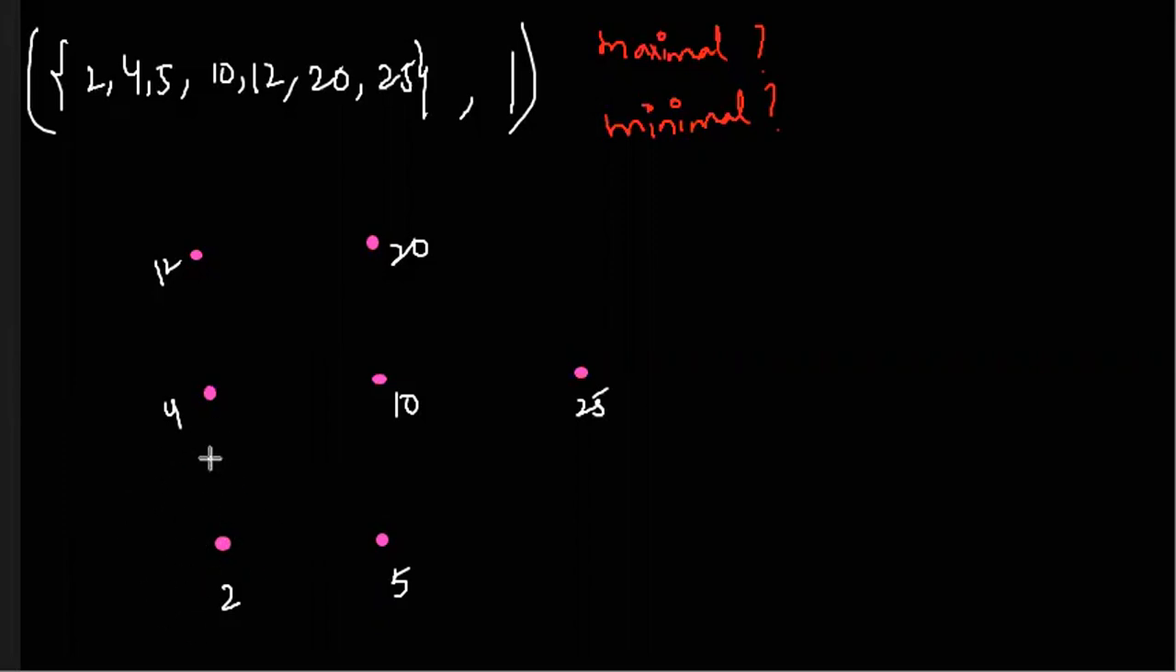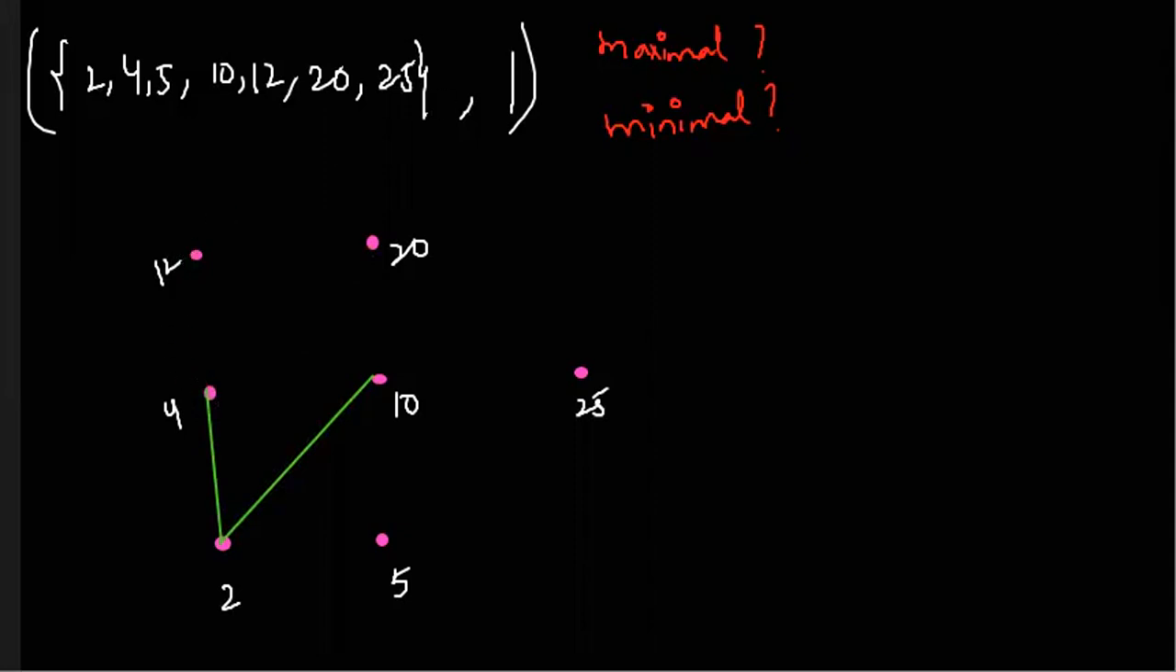So directly if I do the Hasse diagram, in this case 2 divides 4, so we will have an edge, and 2 divides 10 also. 2 will divide 12 and 20, but over here we don't need the transitive edges, because 2 divides 4 and 4 divides 12.